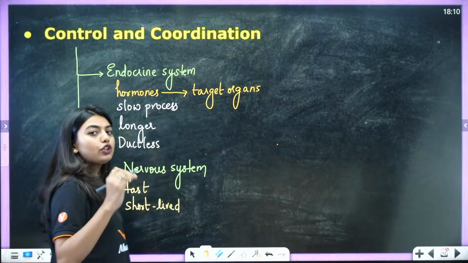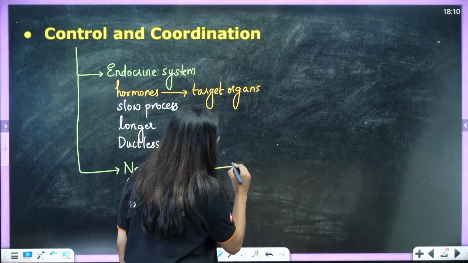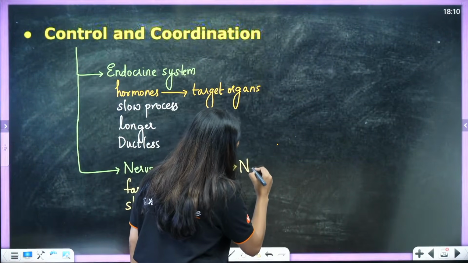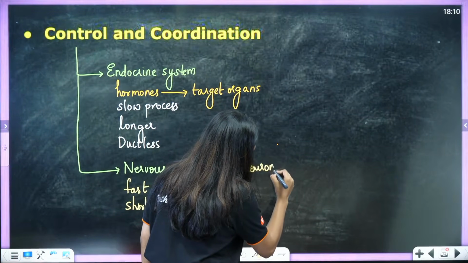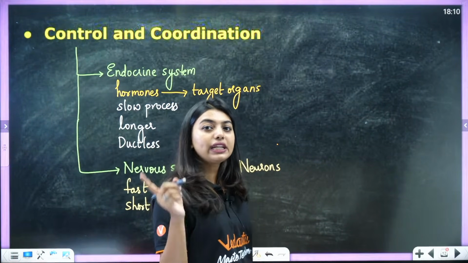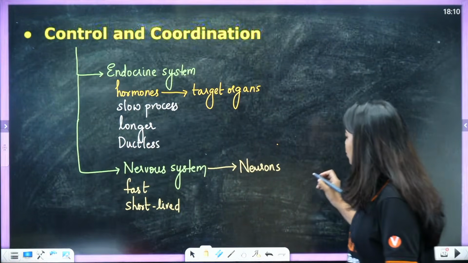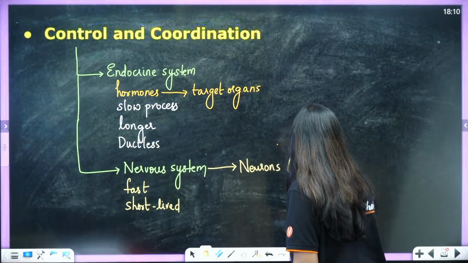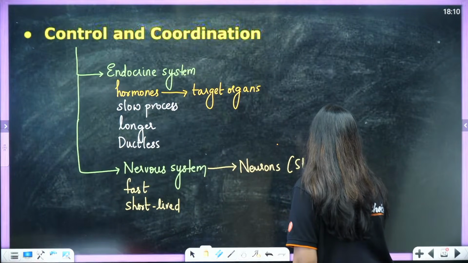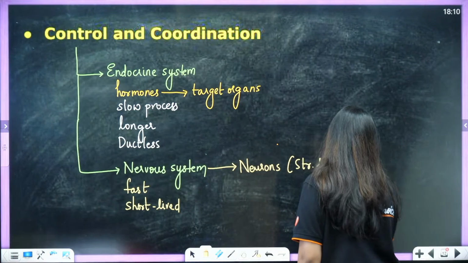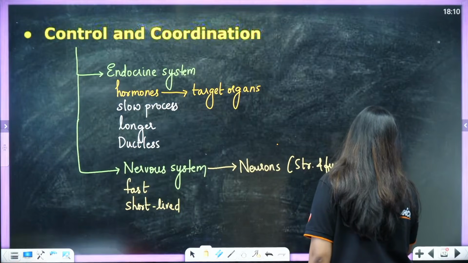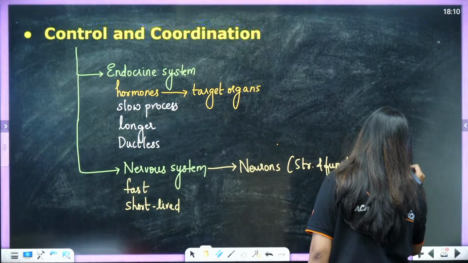Now, when I talk about the nervous system, I can never ignore neurons, right? Like how in the kidney, nephrons are the structural and functional unit, here my neurons are going to be the structural and functional unit of my nervous system. Okay?